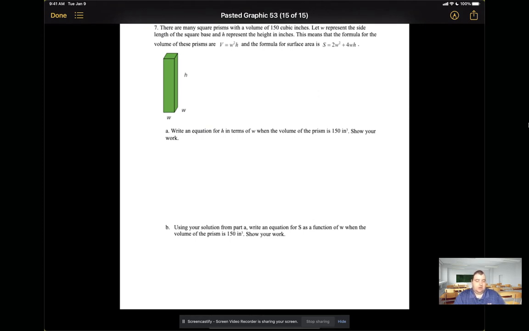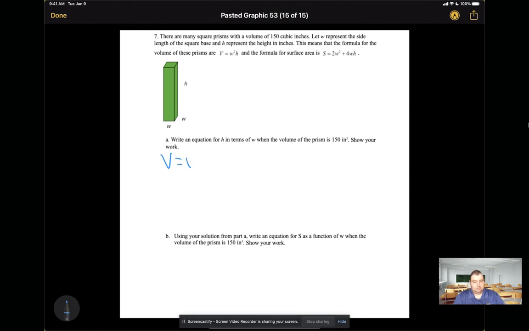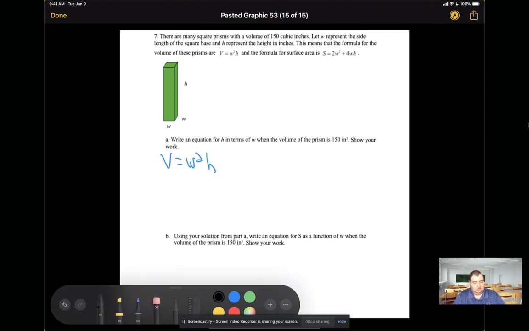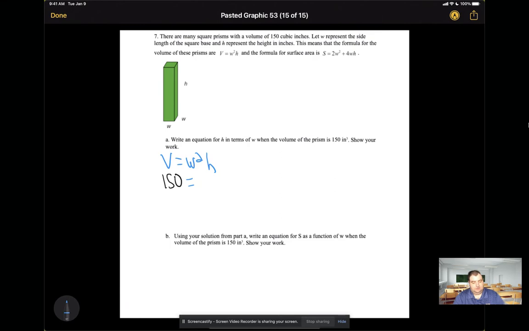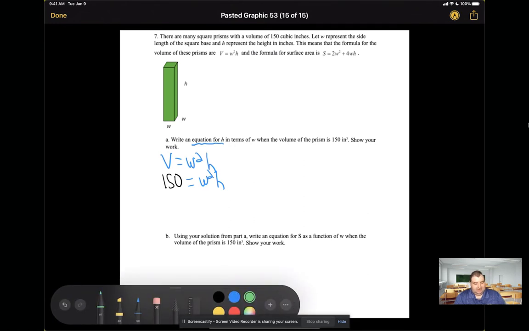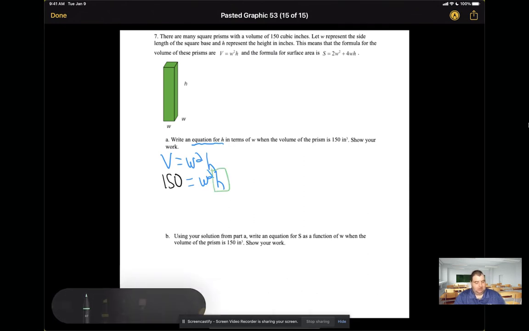A. Write an equation for H in terms of W when the volume of the prism is 150 cubic inches. Show your work. So we have our volume formula, which is W squared H. What I'm going to do is plug in 150 for volume. So 150 equals W squared H. And it says to write an equation for H, which means I need to get H by itself.